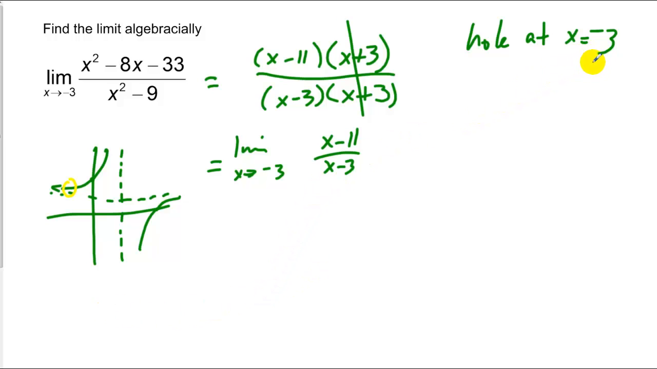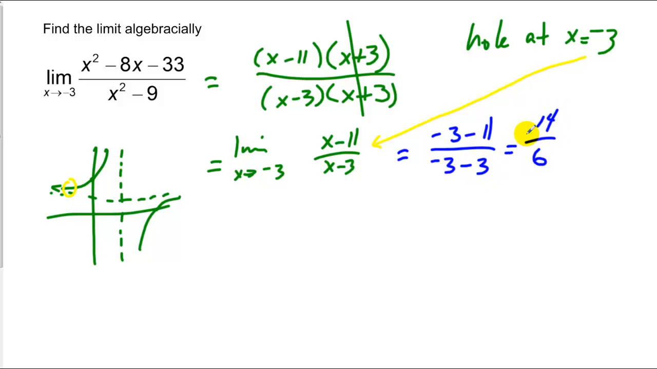All I need to do is plug my -3 into my remaining value here, and I'll have my limit. So what I have now is I'll take the limit as x goes to -3 of x minus 11 over x minus 3. It's now defined, so I get -3 minus 11 over -3 minus 3. It ends up 14 over 6. Since they're both negative, I can reduce that to 7 over 2. And that's where that hole will be, roughly at 7 over 2.